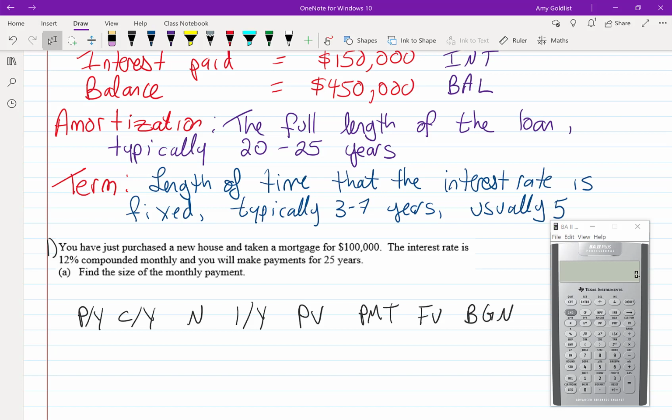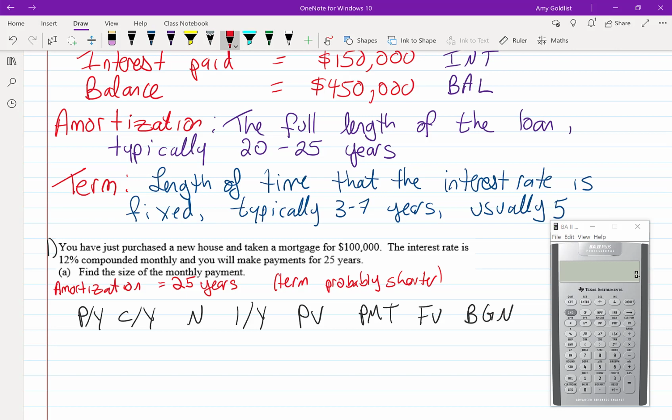So here we're going to assume that the amortization is 25 years, and so we're going to work out our payments as if we're paying for 25 years. We know, though, that our term is probably shorter. After 5 years, interest rates will have gone up or down, depending on what's going on in the world. So let's fill out our calculator.